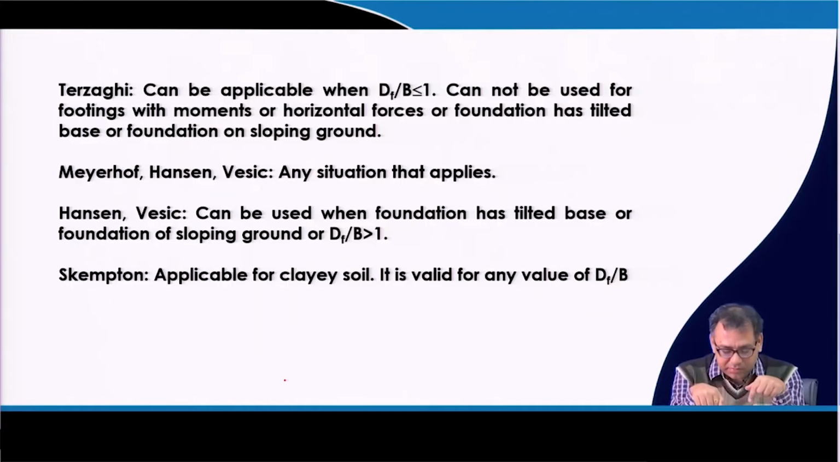You can use these Vesic and Hansen equations even if Df by B is greater than or equal to 1. And you can use them for tilted base foundation and sloping ground, as I mentioned. And the Skempton equation you can use for clayey soil, and it is valid for any depth of Df by B. So, that means the Skempton is for the clayey soil.